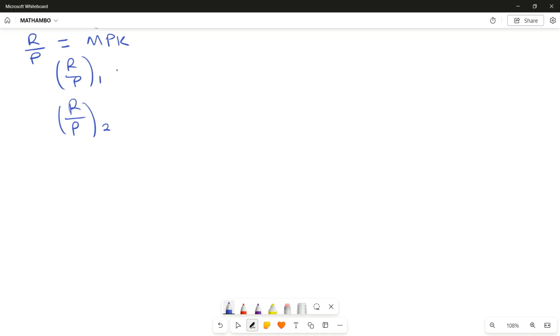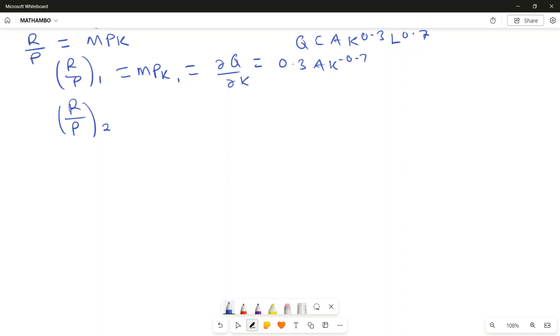So this is just the marginal product with respect to capital, which we can call 1, and this is just a derivative of Q with respect to K. Since our output is AK to the power 0.3, labor to the power 0.7, getting the marginal product of capital will leave us with 0.3 AK to the power negative 0.7, then labor to the power 0.7, right? So that's our initial real rental rate of capital.